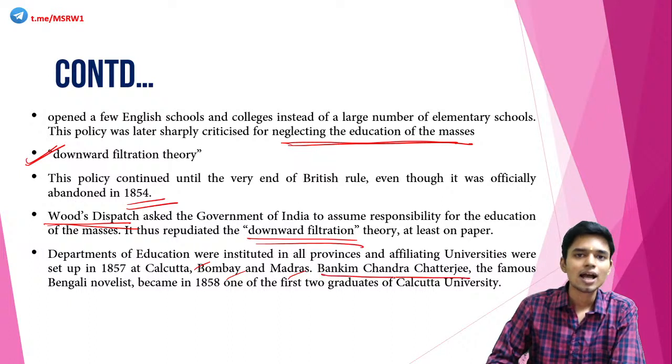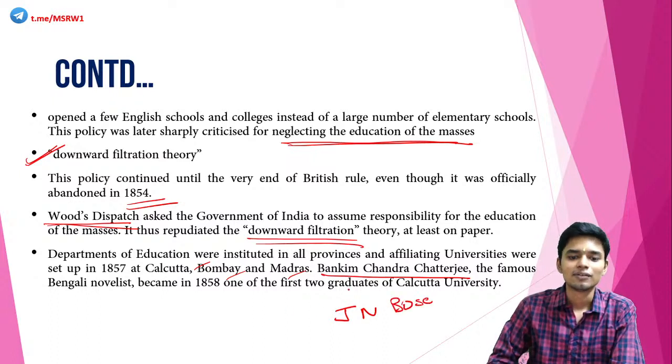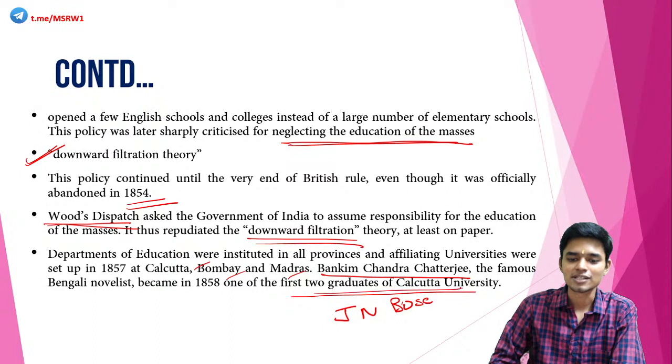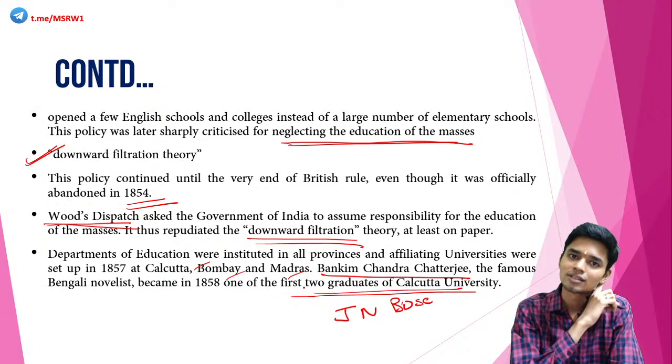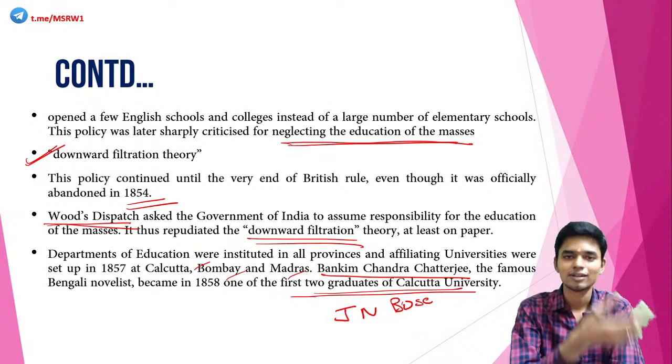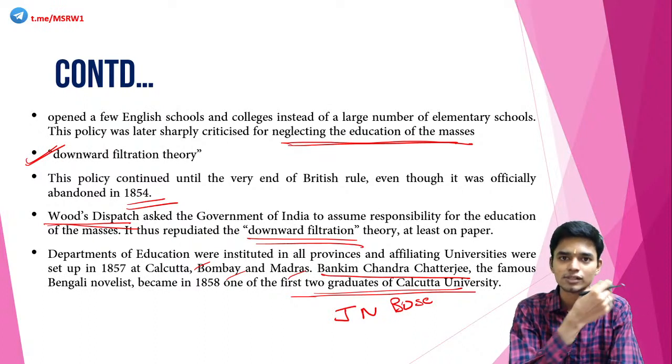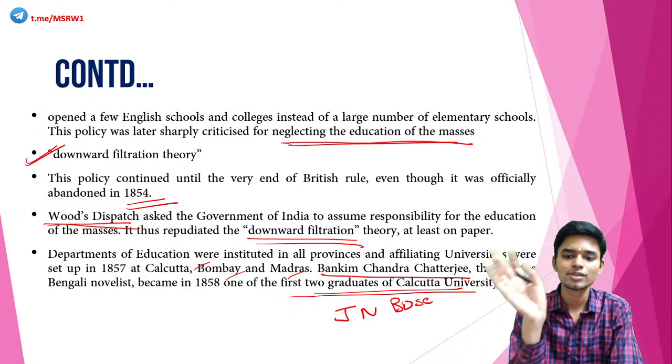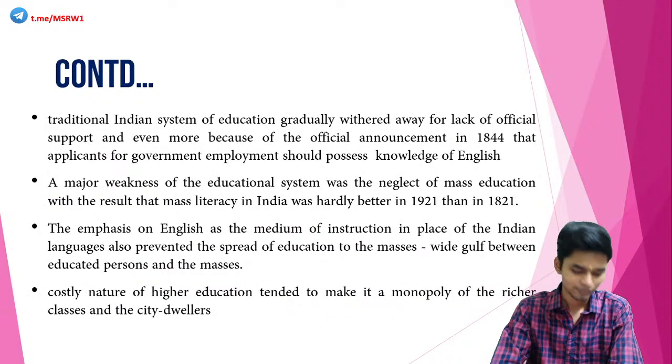And Bankim Chandra Chatterjee and J.N. Bose, these two were the first two graduates of Calcutta University. Bankim Chandra Chatterjee, the very famous novelist who wrote Anandamath. Vande Mataram is in that, Anandamath. And then J.N. Bose. These two were the first two graduates of Calcutta University.